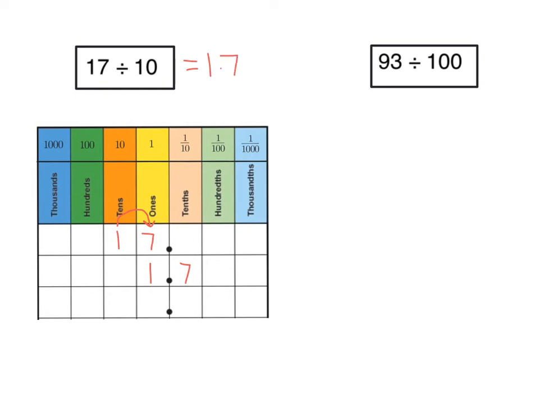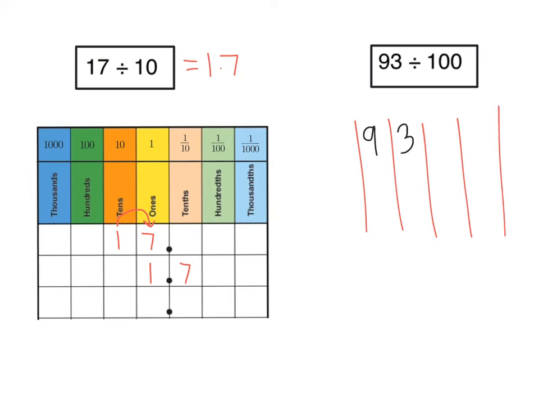Now again, I'm going to show you how you can do this just using the squares in your book, or just by drawing some lines. You don't need a beautiful place value table. So if I draw some lines here, and I'm going to be doing 93 divided by 100, there's my decimal point. Make sure the decimal point never moves.